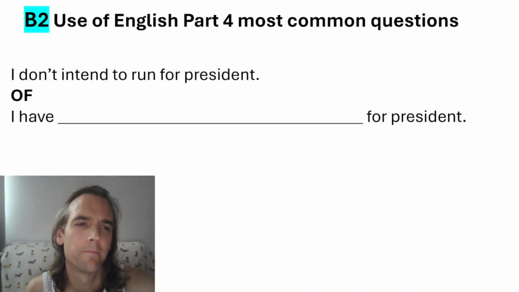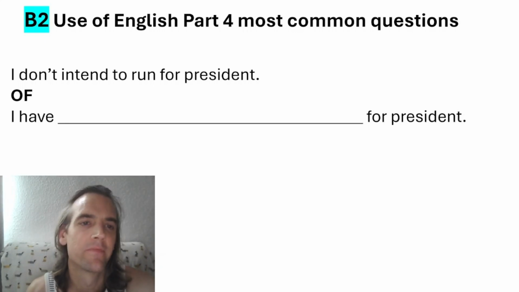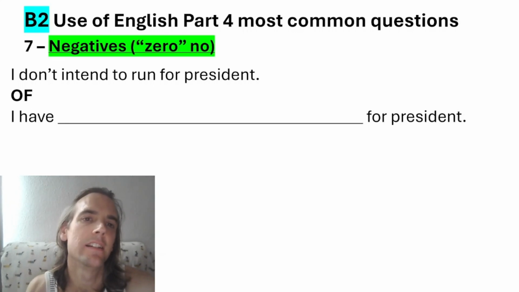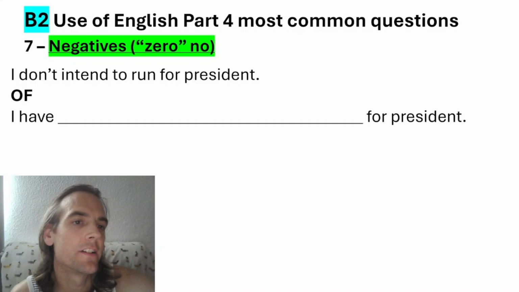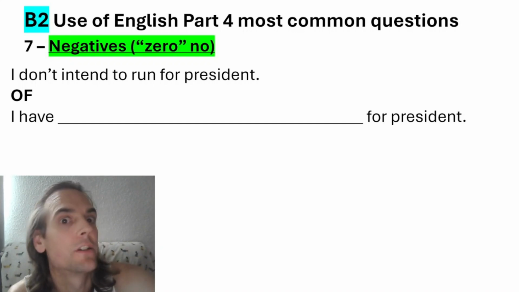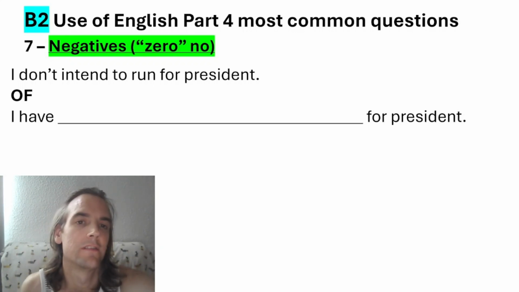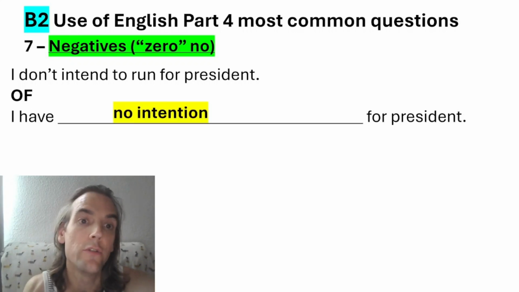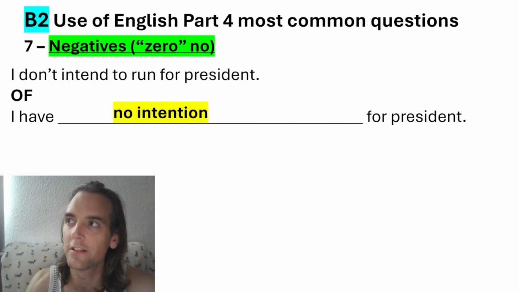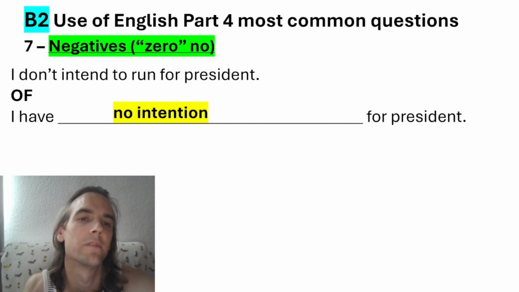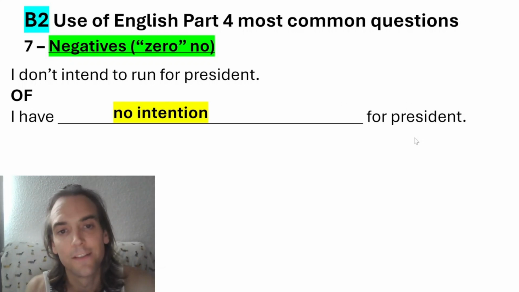Question number 7. Another common one. And the grammar point I'm saying here is negatives. This is a really common one. So if I don't intend to do it, how much intention do I have? I have no intention, meaning I have 0 intention. Absolutely nada, zilch, zip, and so on. And then for your second point, how do we use this phrase?